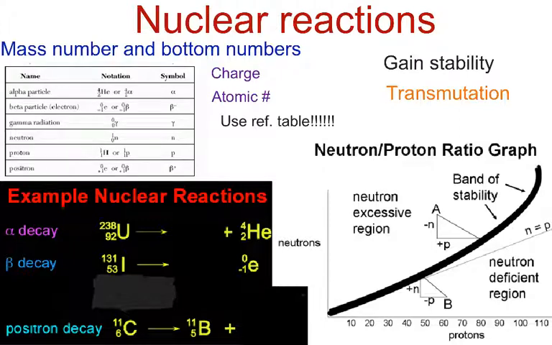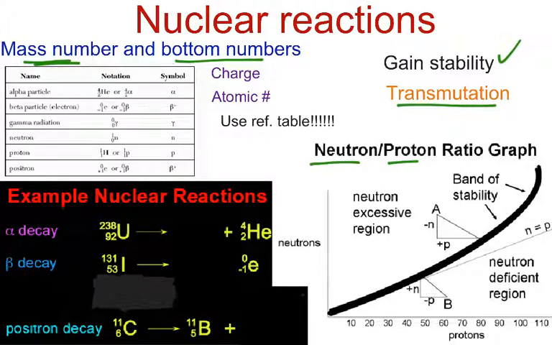We learned in class that the neutron to proton ratio governs whether or not a particular nucleus will be unstable or not. And if a nucleus is unstable, it would want to undergo a type of reaction or transmutation to gain stability. Okay? And when we have nuclear reactions, we have to make sure that the mass numbers and the bottom numbers are equal on both sides, the reactant side and the product side.